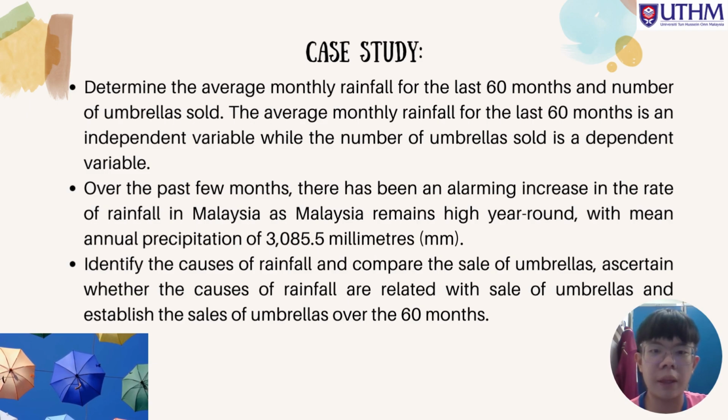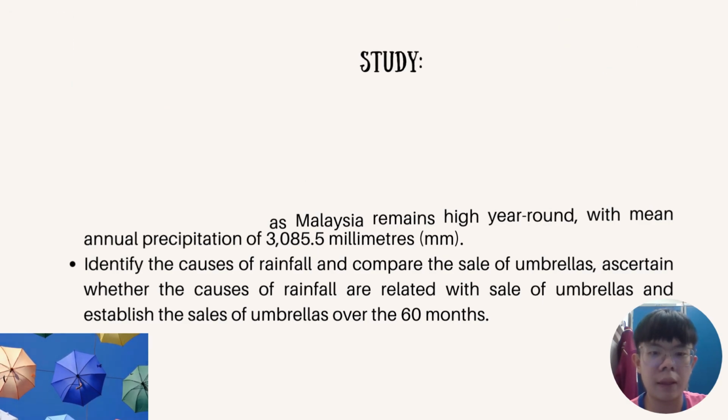Over the past few months, there has been an alarming increase in the rate of rainfall in Malaysia, as rainfall remains high year-round, with mean annual precipitation of 3,085.5 mm. Due to this case, we will identify the cause of rainfall and compare the sales of umbrella, ascertain whether the cause of rainfall are related with sales of umbrella, and establish the sales of umbrella over the 60 months.